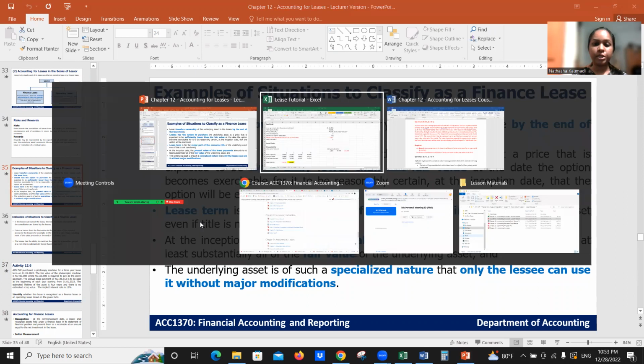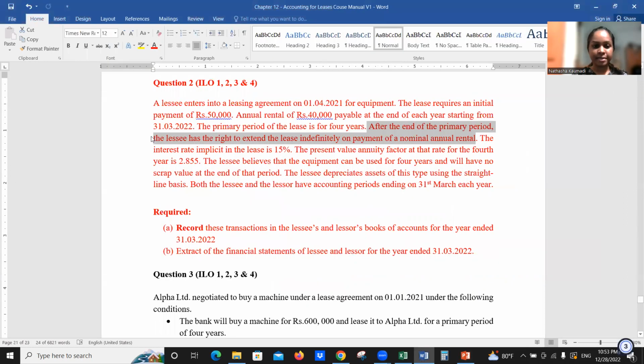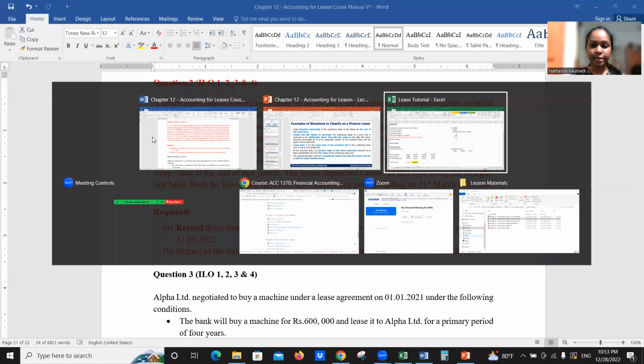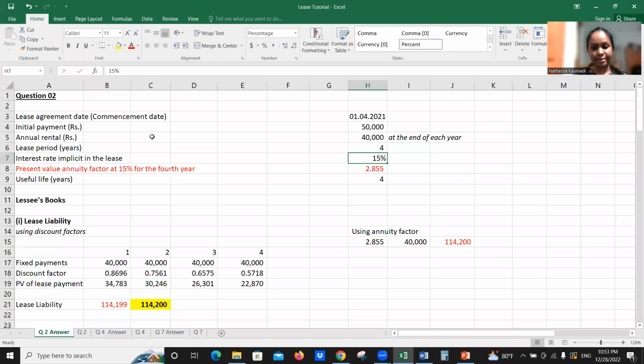Now in this question it directly says the lessee has the right to extend the lease period for an indefinite time by paying a nominal annual rental. So in that case you can assume the ownership is getting transferred. So here we can use 4 years.